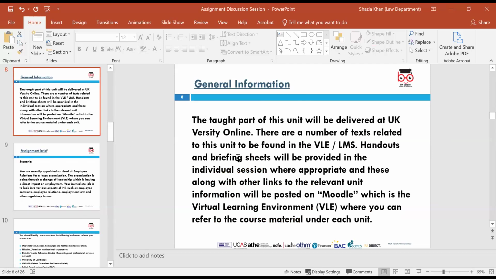So make sure you are following the guidance. Make sure you are looking at the general information. Make sure you are going on to Moodle and reading the policies, especially the policies for plagiarism and referencing. Make sure you're using the Harvard referencing system.